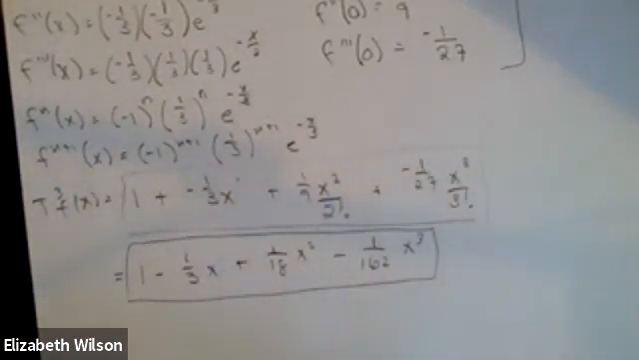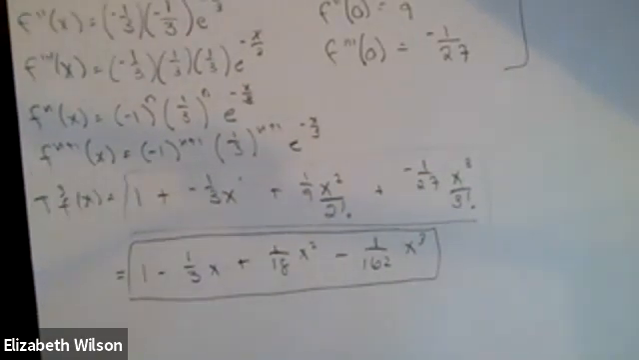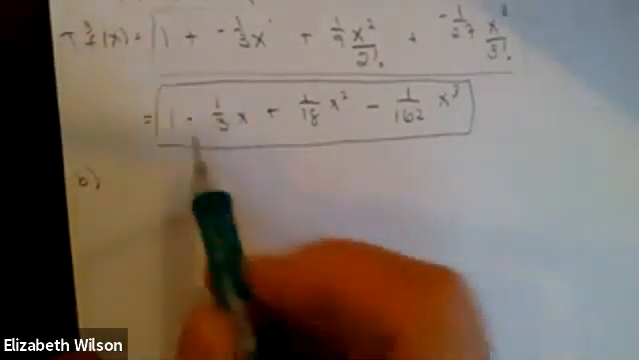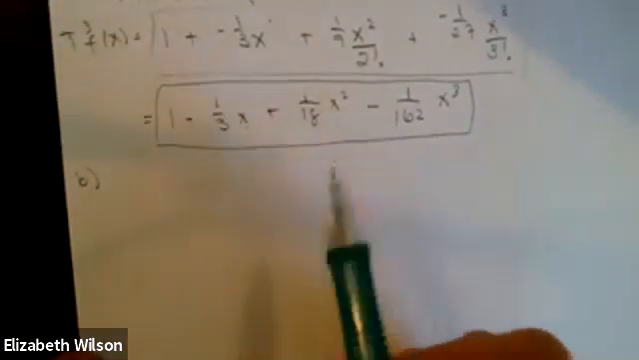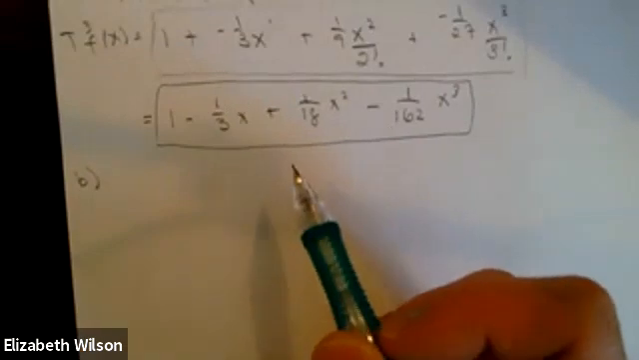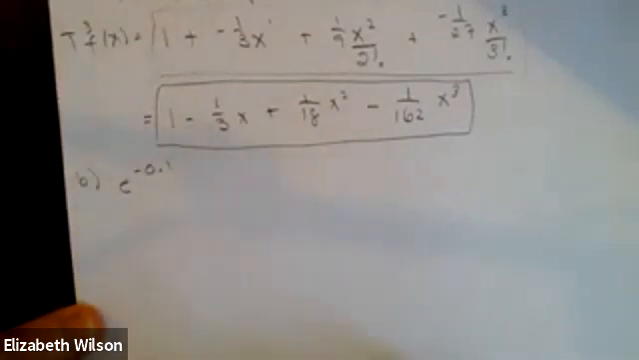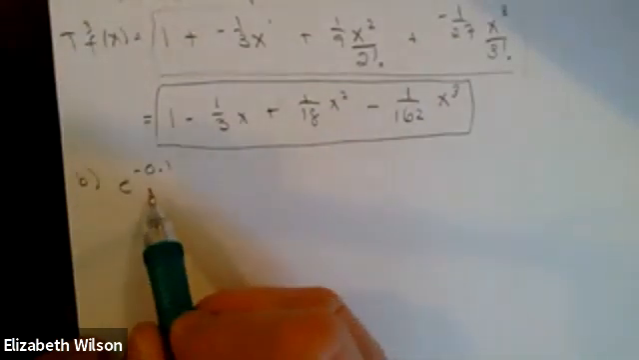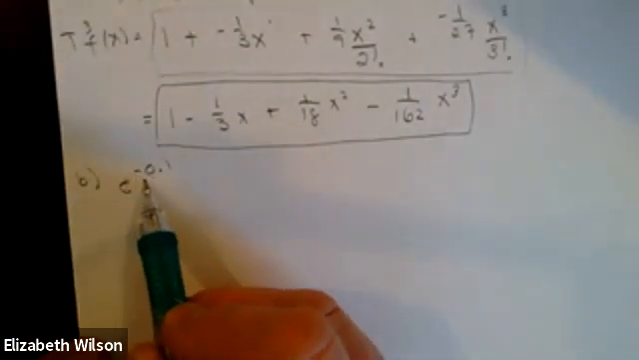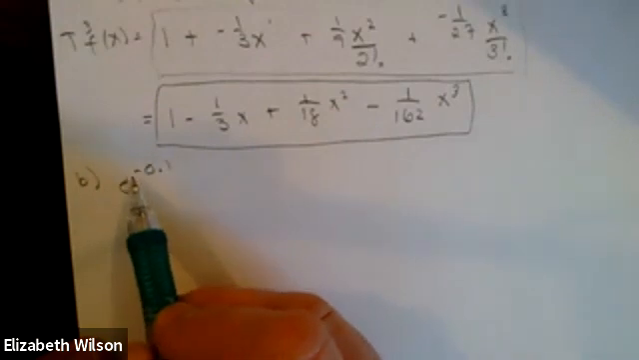Okay, so that's part A. We just needed to come up with the Maclaurin for that. Part B says use your answer in part A, which is this equation right here, to come up with an approximation for the value of e to the minus 0.1. So there's a little bit of a trick on here. This isn't telling us what x is equal to. This is telling us what our total equation is equal to.